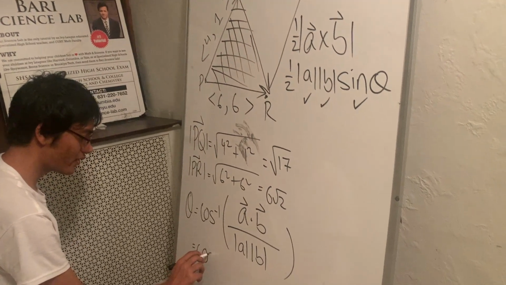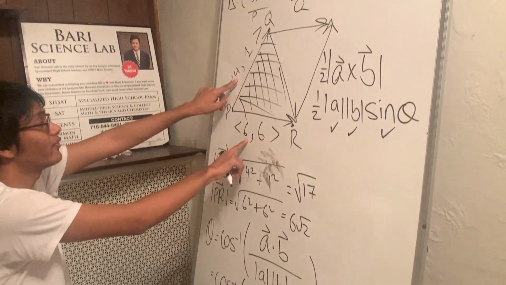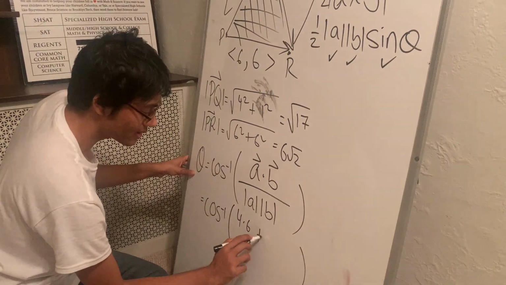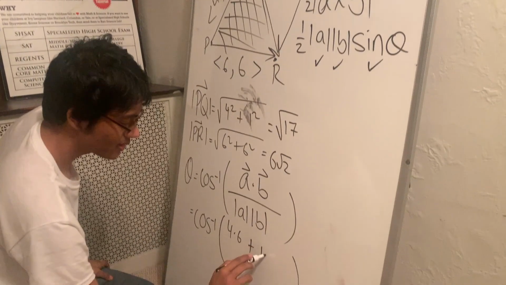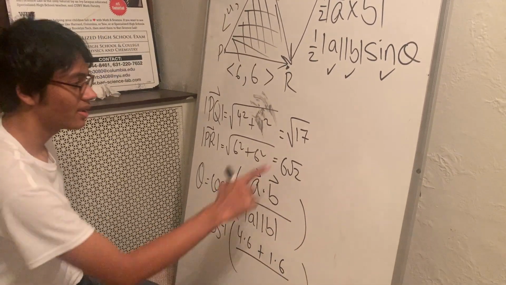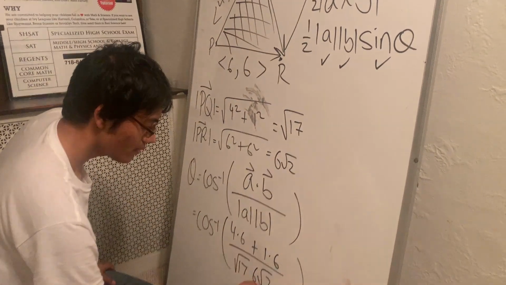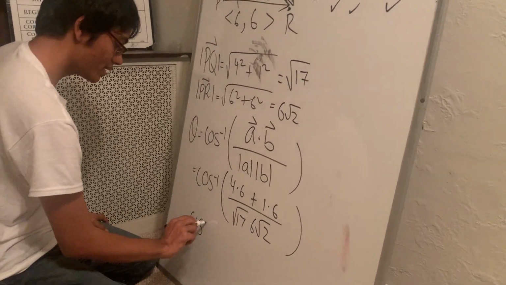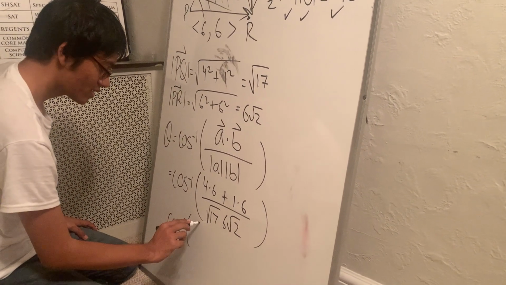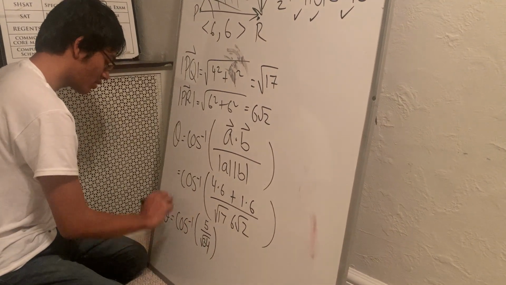Okay, so we're going to have arc cosine of the dot product of A and B. What's that dot product going to be? Well, it's going to be 4 times 6 plus 1 times 6, all divided by the magnitude of A. And what's the magnitude of A? Well, it's going to be square root of 17. What's the magnitude of vector B? It's going to be 6 root 2. Okay, so I'm going to end up with my angle theta being arc cosine of what? 24 plus 6, which is 30. Divide that by 6. So I'm left with 5 over root 34. Okay, so that's going to be my angle theta.